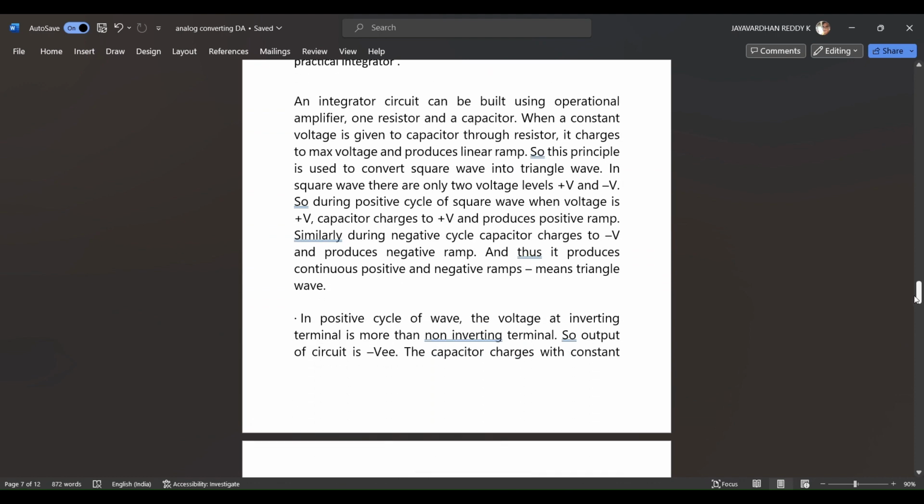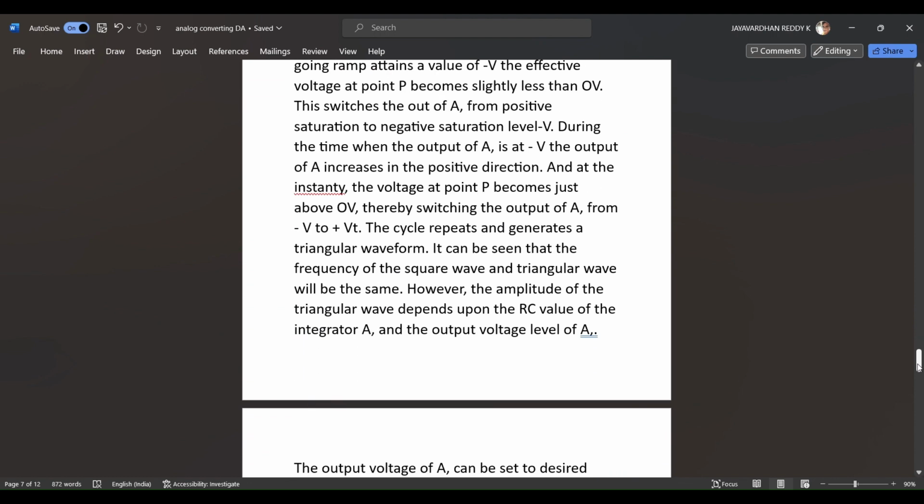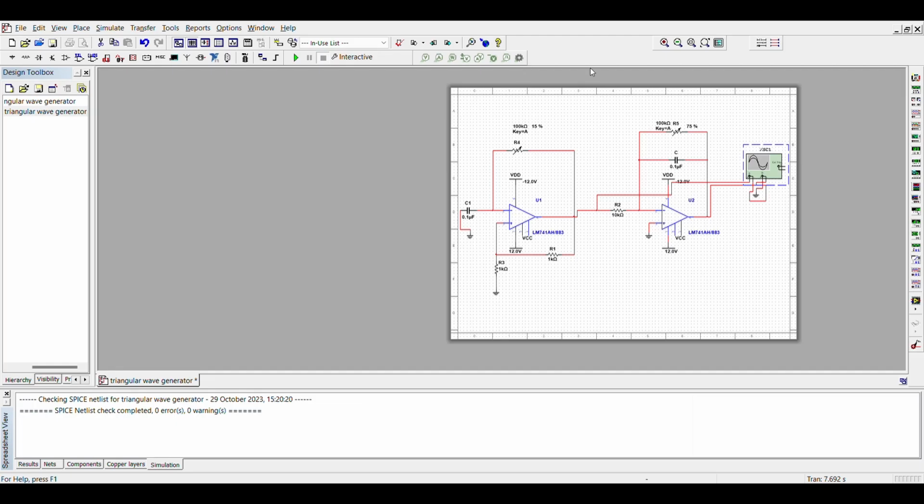Let us now see how to design the same circuit using fewer components. This is a circuit that is designed for observing a triangular wave using fewer components. In this, we gave a feedback from the output of the integrator to the input of the comparator. In this way, we can decrease the number of components that are used for getting the desired output.